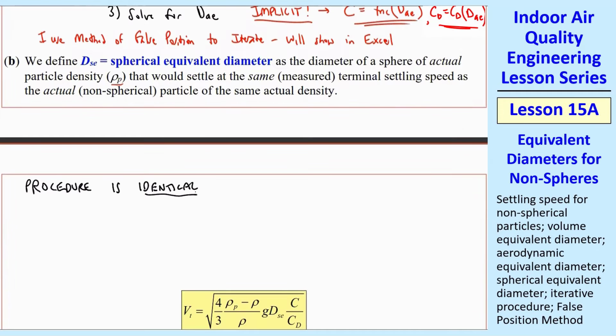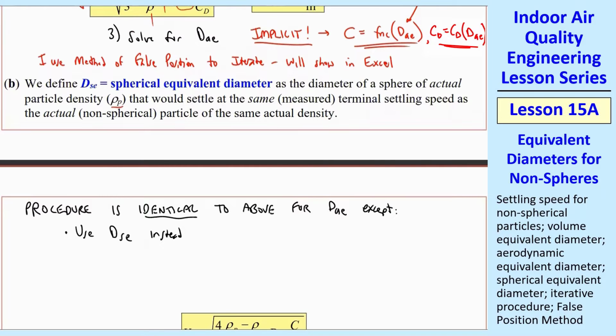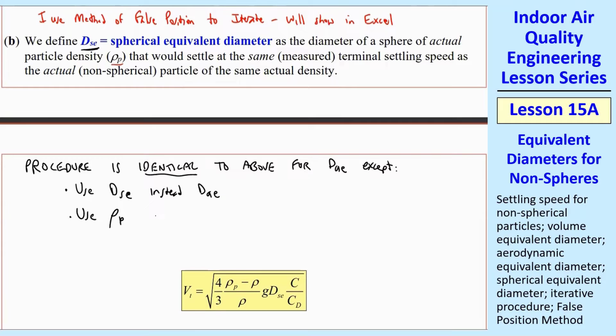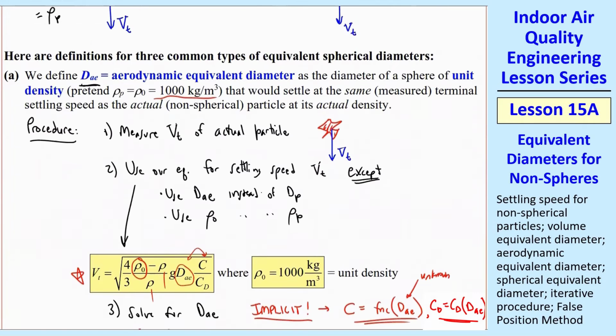So the procedure is identical to above for DAE, except the notation's different. We use DSE instead of DAE. So DSE is our spherical equivalent diameter, and we use rho p instead of rho naught. In other words, we use the actual particle density. Just a little comment about why we might do this. The spherical equivalent diameter is appropriate when you have cyclones and things like that that depend very much on the density of the particle, whereas with this aerodynamic equivalent diameter, sometimes there are equations or correlations that are based on water droplets. So then you might want to use this DAE.